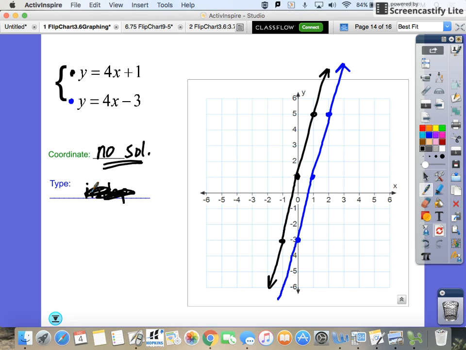These are called inconsistent. Sorry. So if they're parallel, they are called inconsistent.